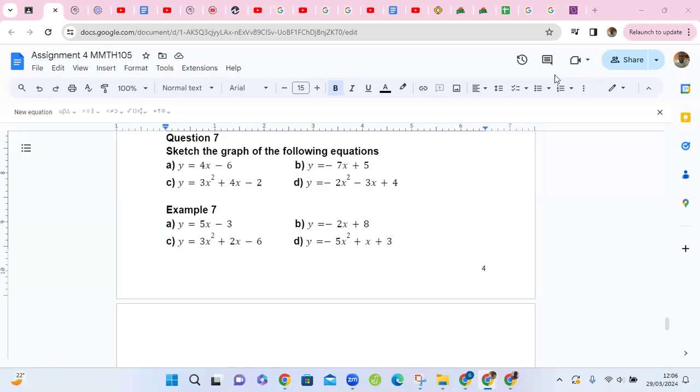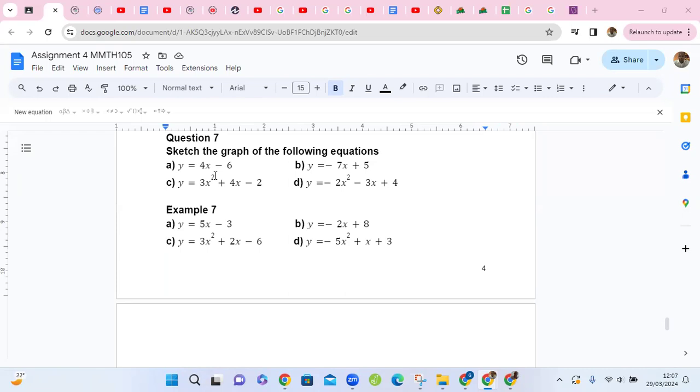Here we will be demonstrating how to sketch graphs for 4 equations, 2 linears and 2 quadratics. The reason why A and B are called linear is because the maximum exponent above the variable is 1. And the reason why C and D are called quadratics is because the maximum exponent is 2.